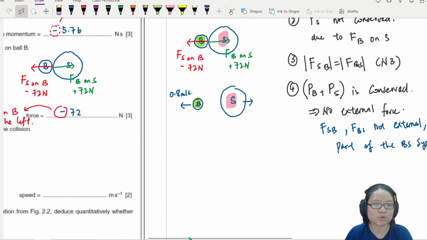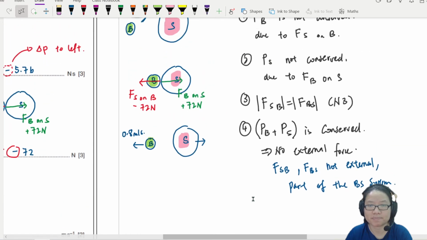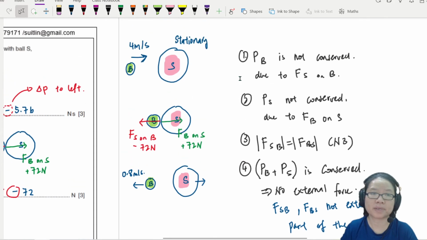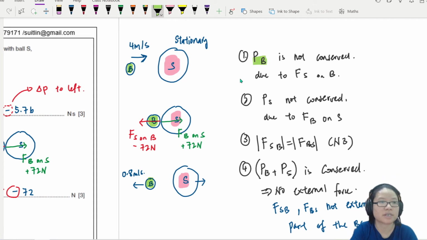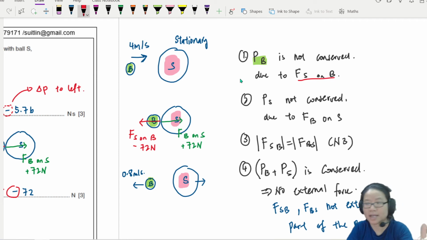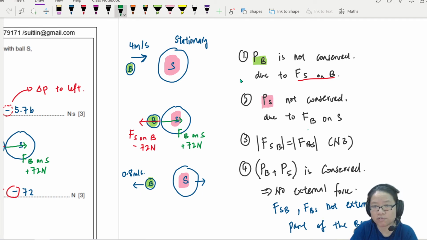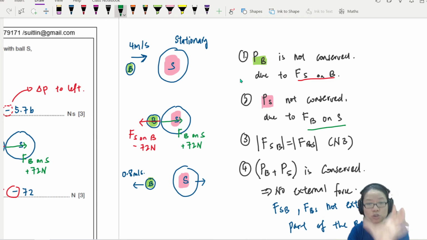So whenever we do kinematics analysis, it's good to stop and ask ourselves, what is our system? If our system is B alone, then it's not conserved because there is the force of S on B. B and S got interaction. If it's the momentum of S alone, it is also not conserved. This is thanks to the force of B on S. Okay? And the magnitude of the force of SB and BS must be the same.